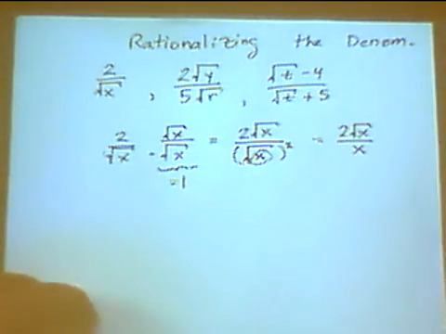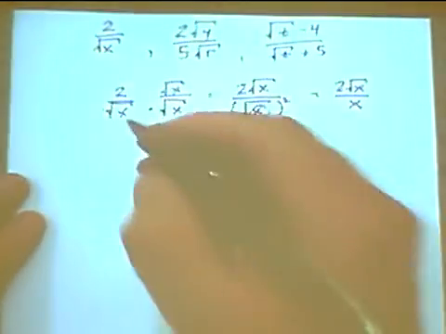And so that's how we get rid of the radical out of the denominator. That's called rationalizing the denominator. Now let's look at the second example.